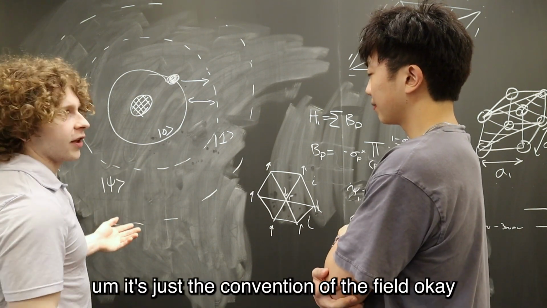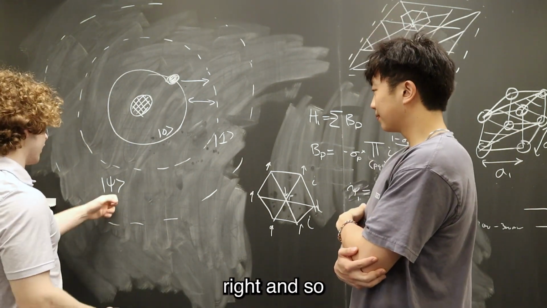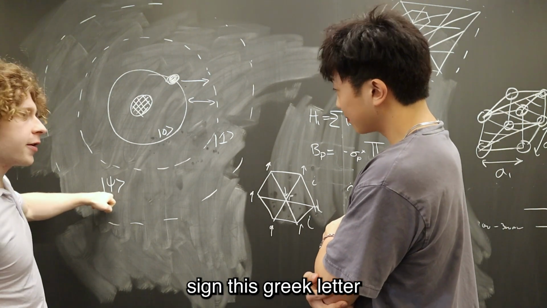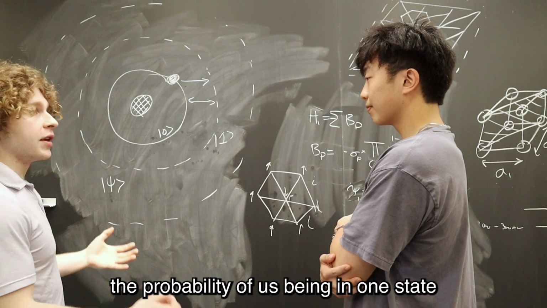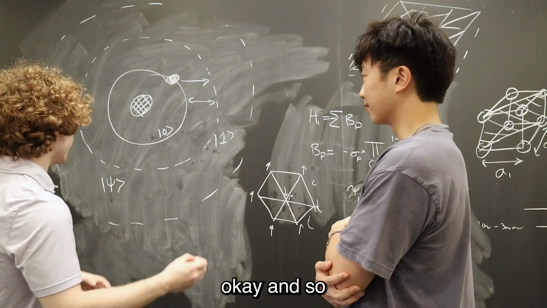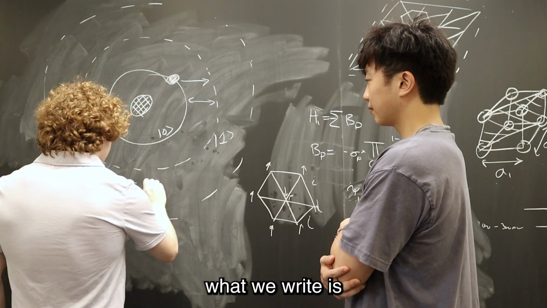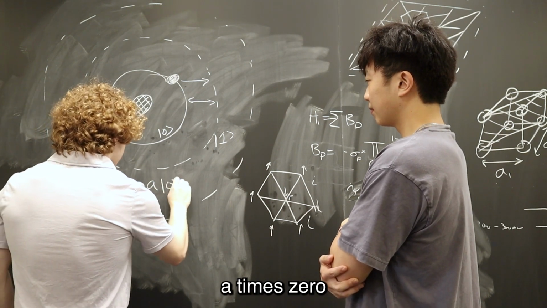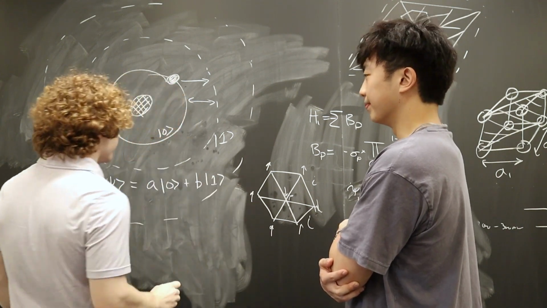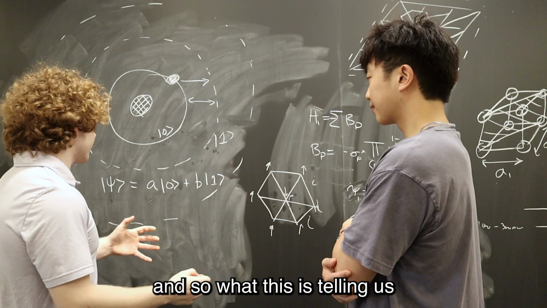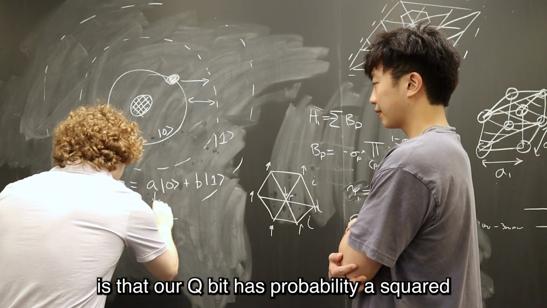It's just the convention in the field, okay? It tells you that you're talking about something quantum, right? And so we call the wave function psi, this Greek letter, and this is going to describe the probability of us being in one state versus another state, okay? And so to put our qubit into a superposition, what we'd write is A times 0 plus B times 1. And so what this is telling us is that our qubit has probability A squared.